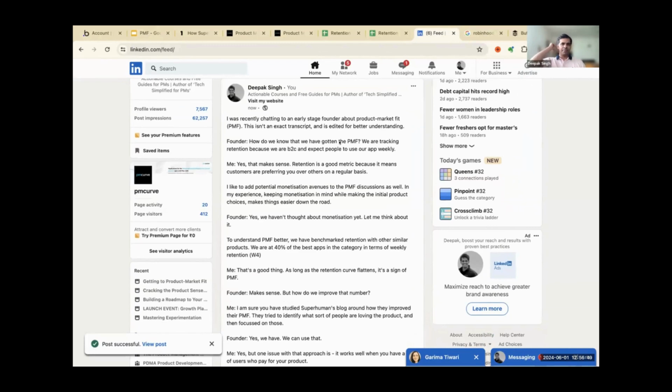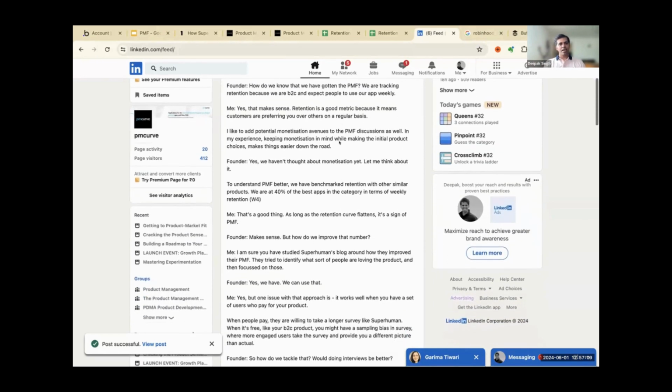And my advice was, of course, retention is good, but can you add monetization to the mix? Because this is a B2C app, and there is a chance that you are giving away too much for free. So just keep monetization in mind while you are making the initial product choices so that it's easier for you down the road, right? But the next question was very organic: they had benchmarked retention with similar products. They were at 40% of the best apps' retention in terms of week 4, right?